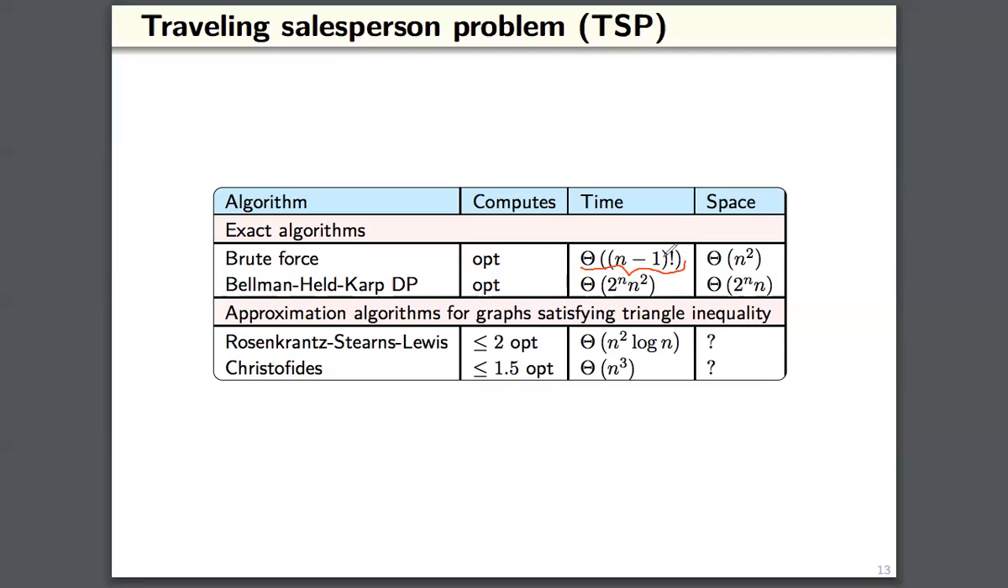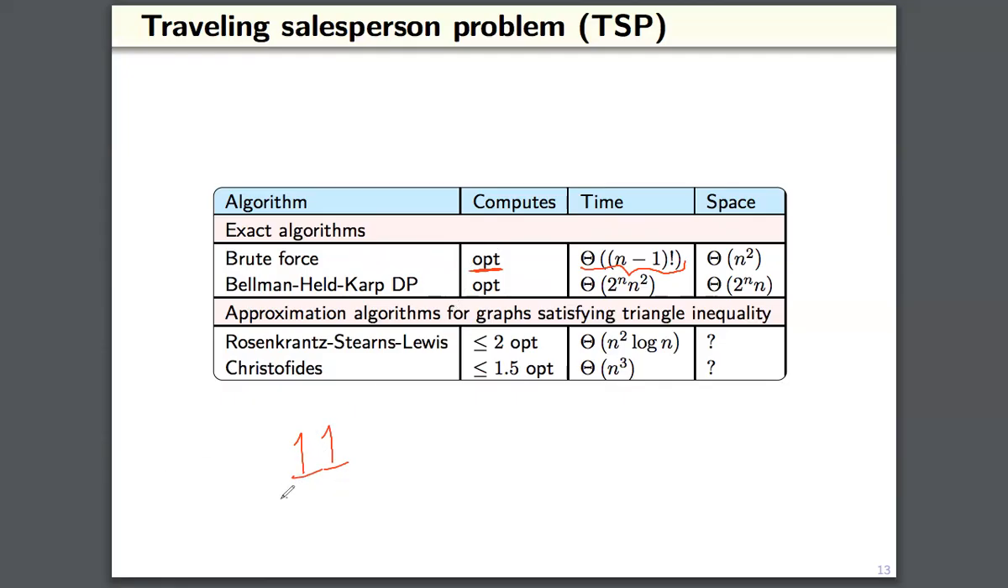So can we do better? Oh, before that, what are we computing here? The opt. So here I said opt. What is opt here? You can say you are just computing the shortest tour length, the minimum tour length. Or you can say you're computing the tour that has the minimum tour length. Anything is fine. Okay, so this is opt.